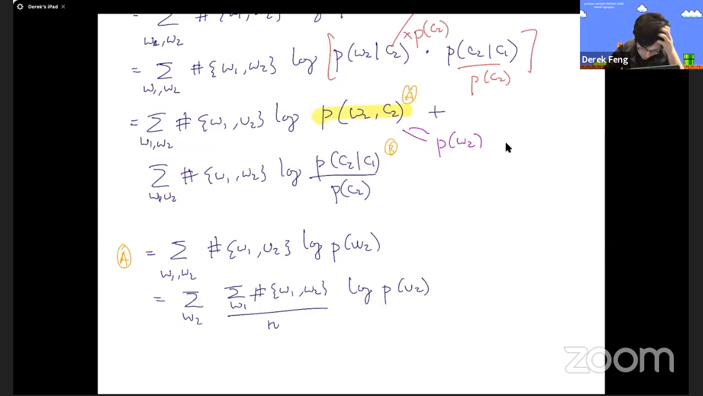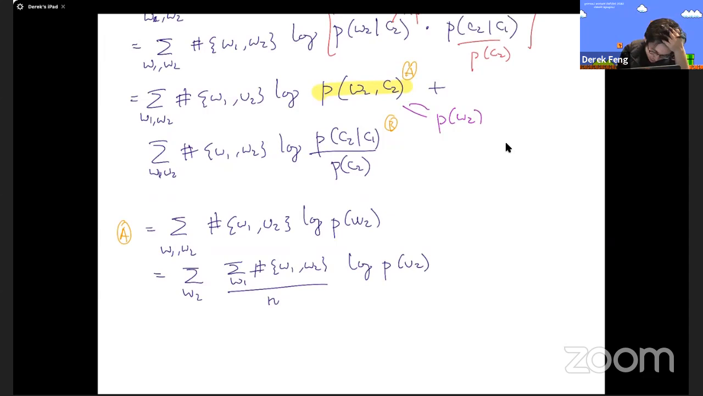And so here you want to look at this quantity. What does this quantity correspond to? What are we saying here? This is basically looking at the sum across all words of the total joint count of W1 and W2. If you look at this in the limit, it ends up approximately equal to the probability of W2.